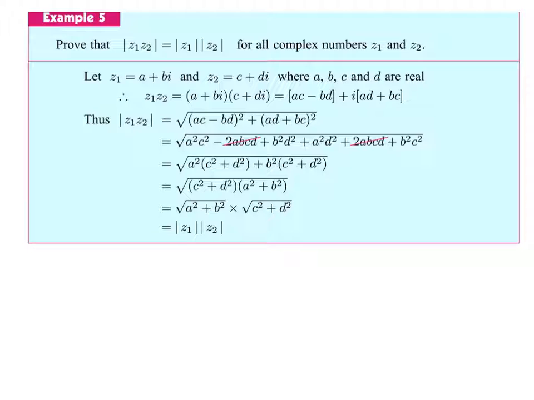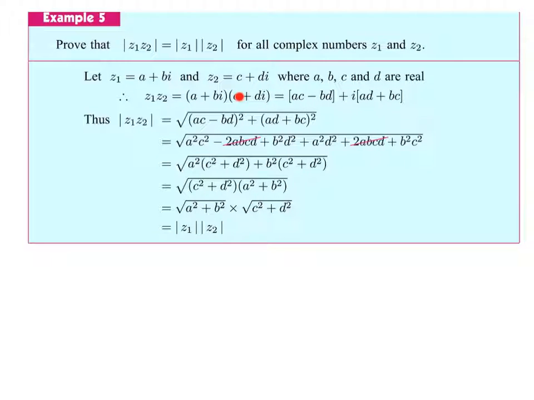The next thing that they ask us to do is to prove that if I have two complex numbers and I multiply those two complex numbers and then take their modulus, that's equal to the modulus of one times the modulus of the other. So what they did is they said, let z1 equal a plus bi and z2 equal c plus di. And then when they FOIL that out, we get something like this.